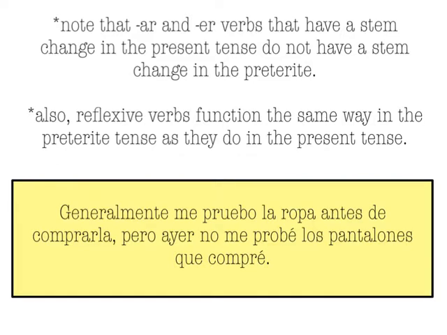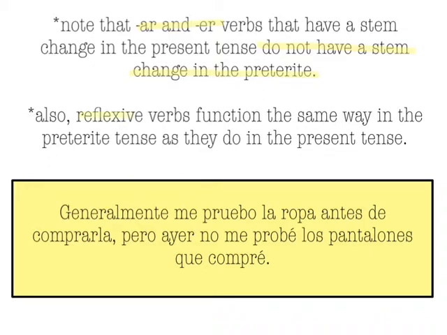Just a couple of things to note here. First of all, note that AR and ER verbs that have a stem change in the present tense do not have a stem change in the preterite. We'll talk about IR verbs later. You don't need to worry about those right now. But AR and ER verbs that do have a stem change in the present do not have the stem change in the preterite. We do not stem change in the preterite.